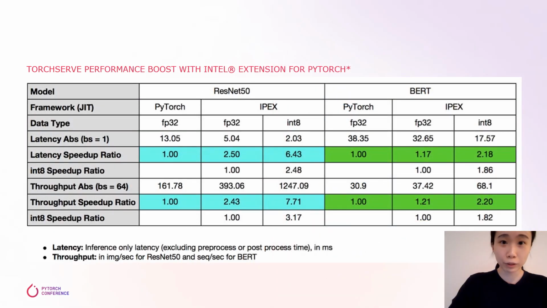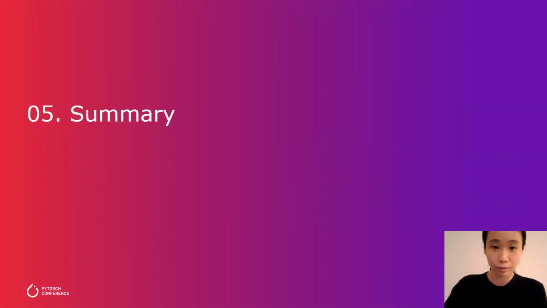We evaluated the performance boost of TorchServe with Intel Extension for PyTorch on ResNet50 and BERT. We observe 1.21x throughput speedup for BERT and 2.43x throughput speedup for ResNet50 with FP32 inference, and 2.2x throughput speedup for BERT and 7.71x throughput speedup for ResNet50 with Int8 inference. Now that we've discussed Intel Extension for PyTorch with TorchServe, we'll conclude with a summary.